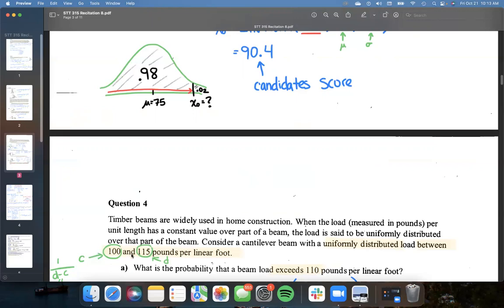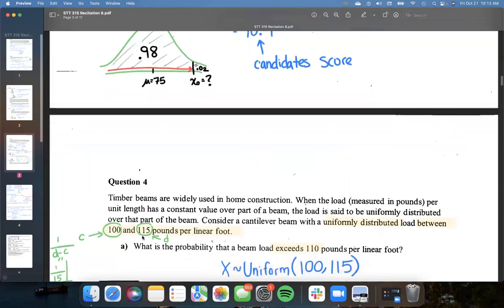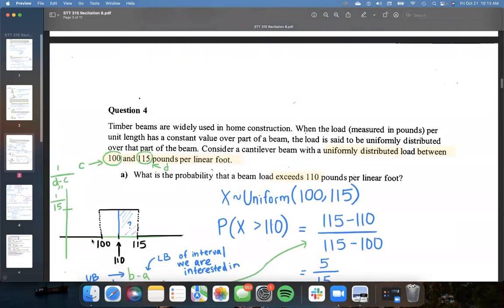Our C is 100 and our D is 115. So if we were to draw that out, it's going to be 0 everywhere except where X is 100 to 115.